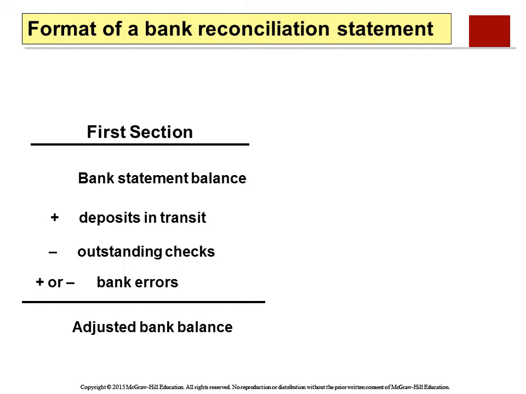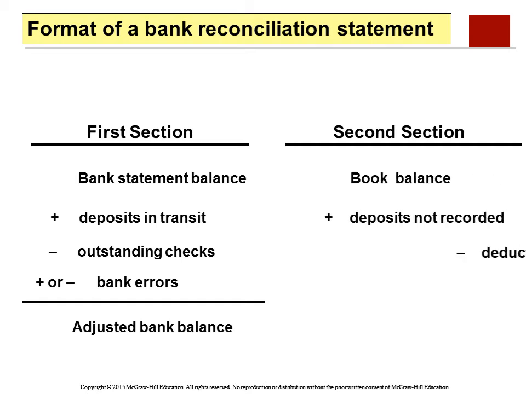So these are things that are in the books that do not yet reflect on our bank statement. For this, there's nothing we can do except wait. Wait until these deposits come in and wait until the checks have been deposited as well. Then the second section is something we can control a little bit more.